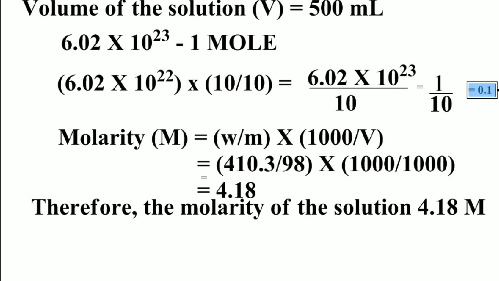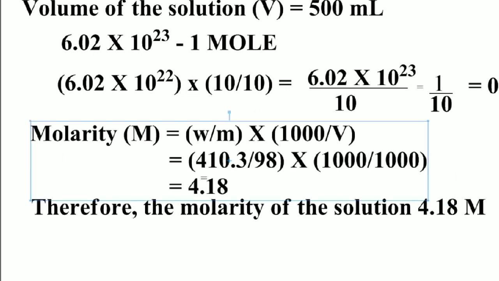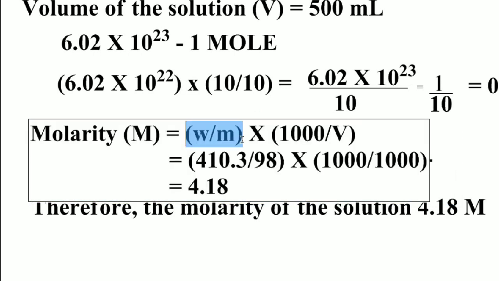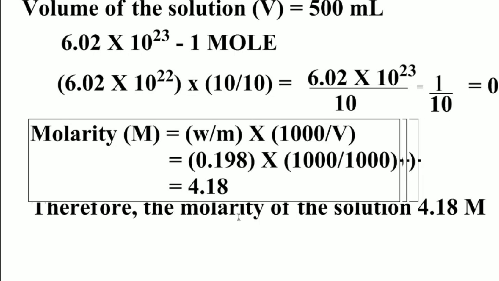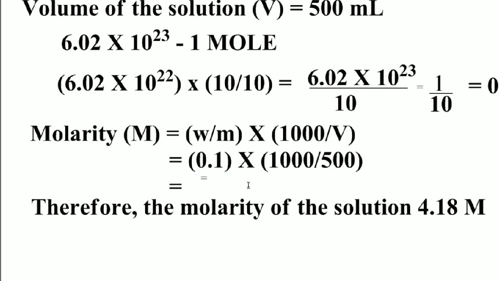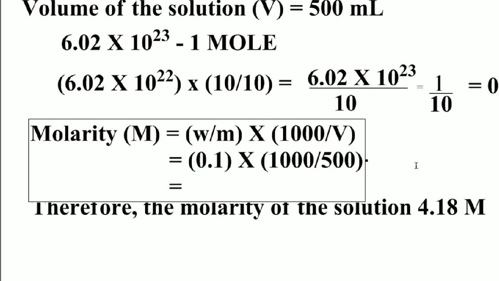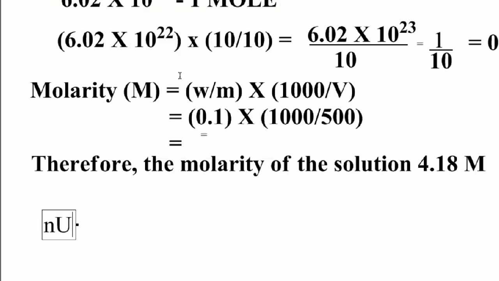Weight by molecular weight is the number of moles, we know. Therefore from the molarity equation, weight by molecular weight is nothing but the number of moles. So here the number of moles is 0.1. You can substitute these values: 0.1 into 1000 by the volume of the solution, which is given as 500 ml. Therefore 0.1 into 1000 by 500.